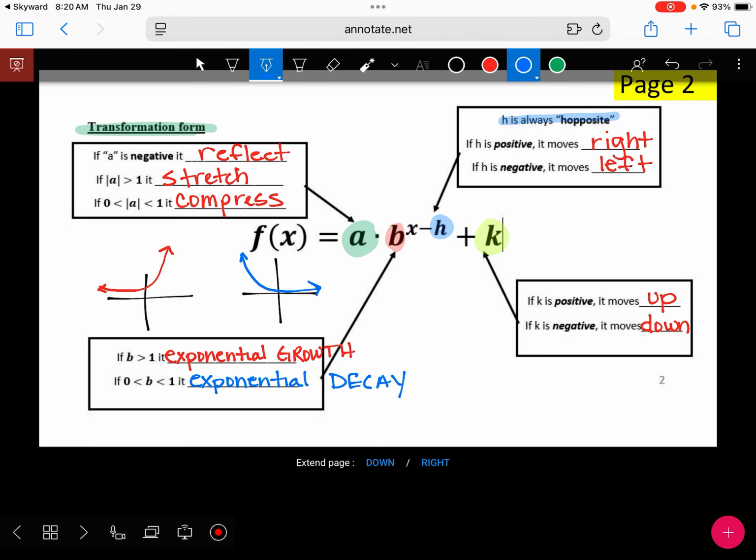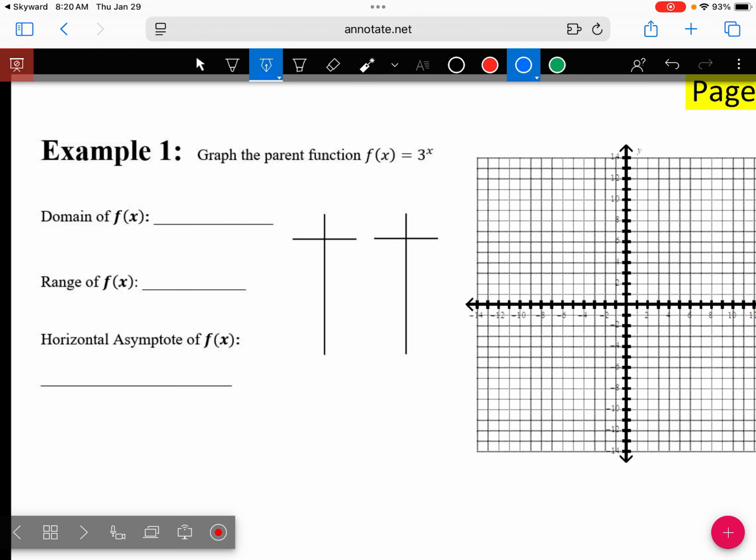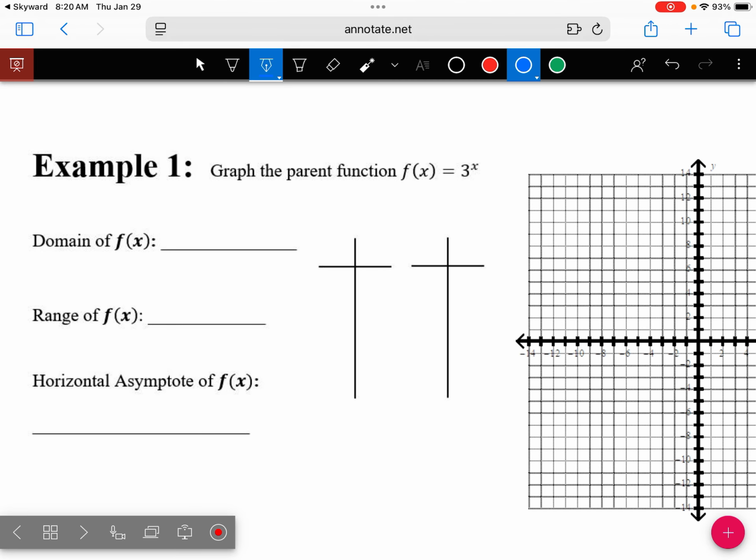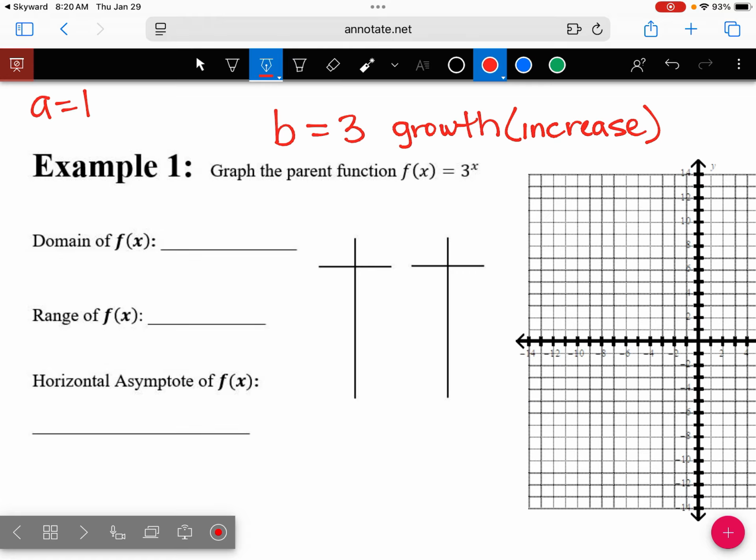Okay, so now let's go back. This is just a parent graph. And in this graph, B is 3, which means it's going to be a growth graph, which means it's going to increase. That's what growth means. The number in front is 1. The number in the exponent is 0. And the number in the back is also 0.